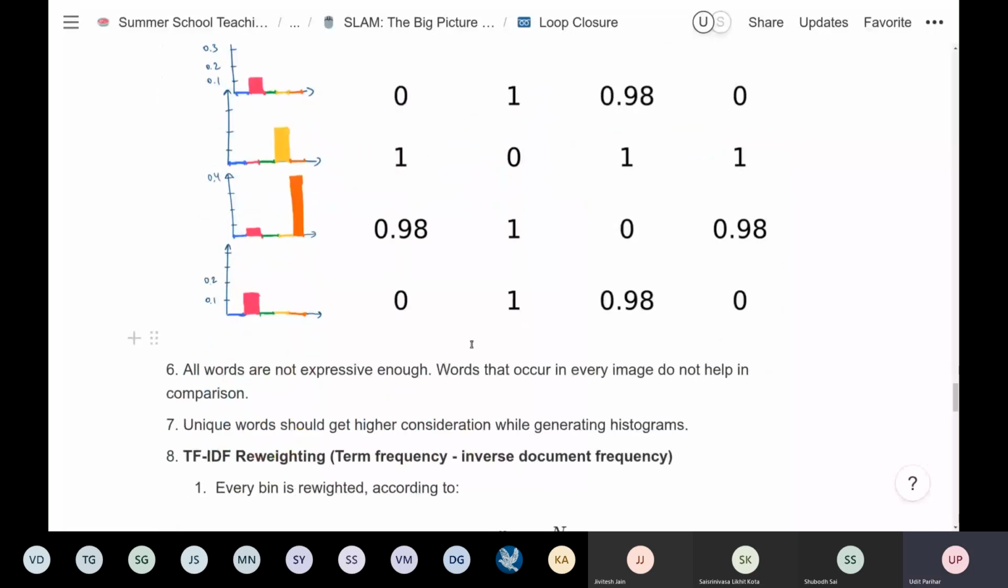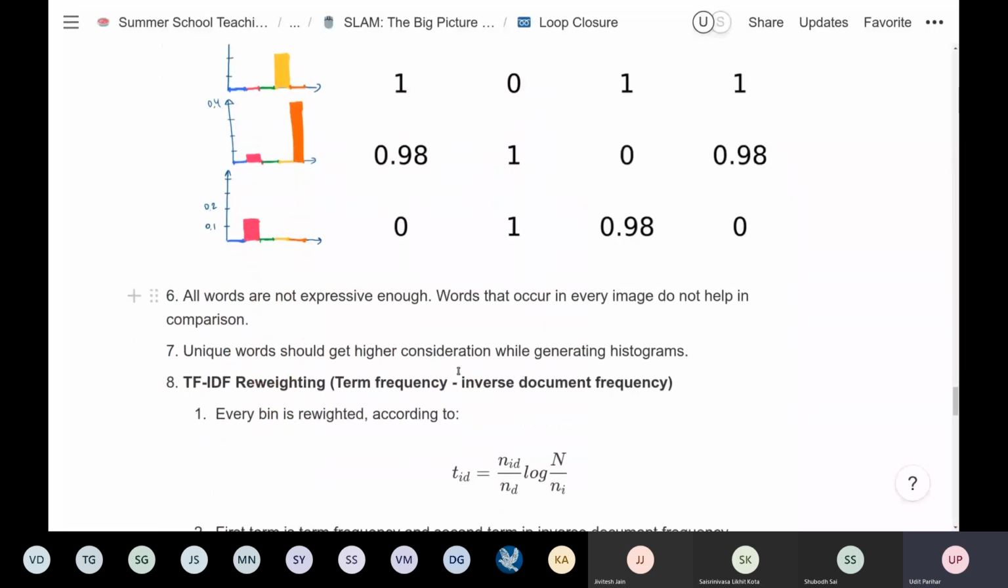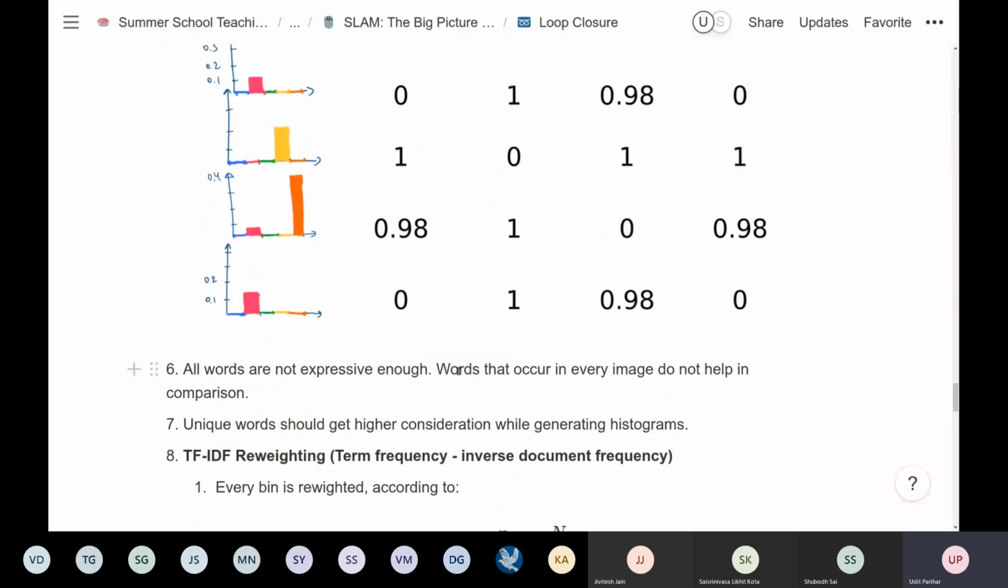Now there is also one more thing. All words are not expressive enough. So you need to take into account the uniqueness of the words.